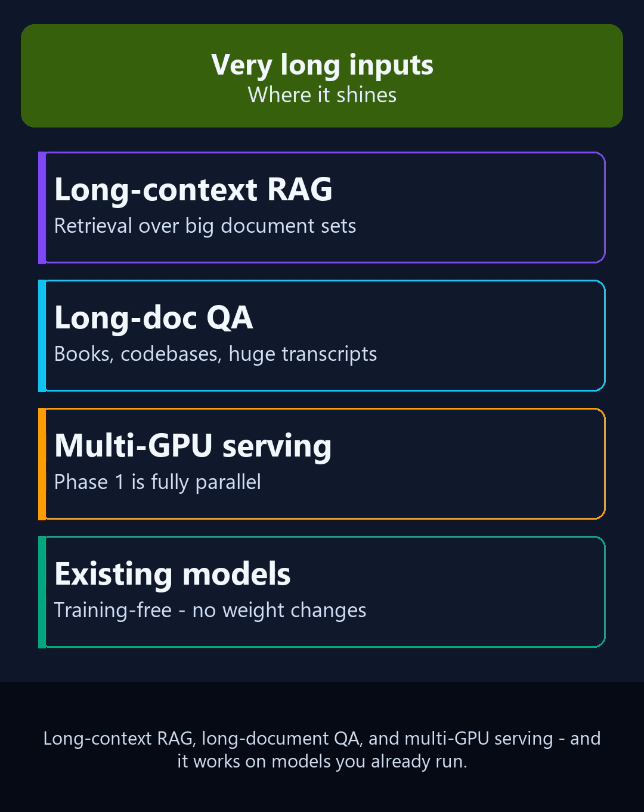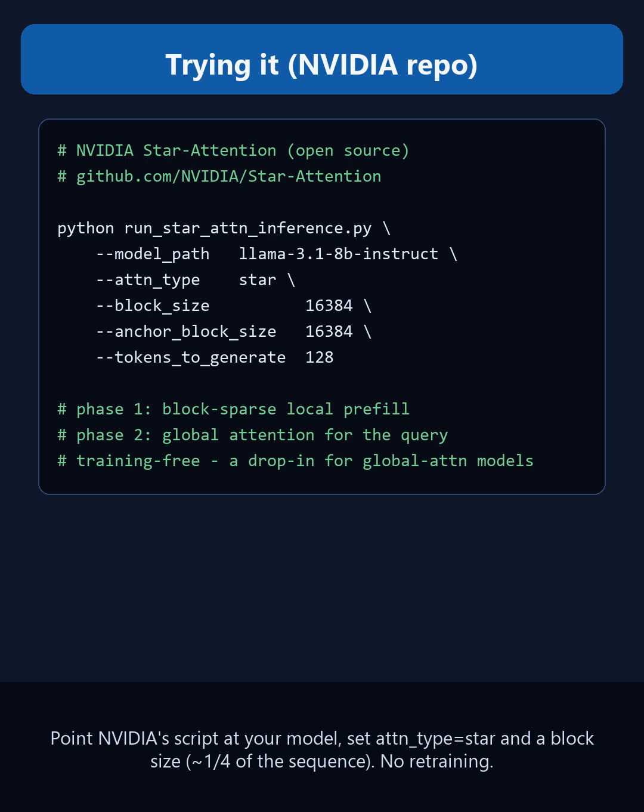Where does this shine? Anywhere you feed models very long inputs. Retrieval augmented generation over big document sets, long context question answering, and summarizing entire books or code bases. Because phase 1 is fully parallel across hosts, it fits multi-GPU serving cleanly. And since it is training-free, you can add it to a model you already run, at any sequence length, without touching the weights.